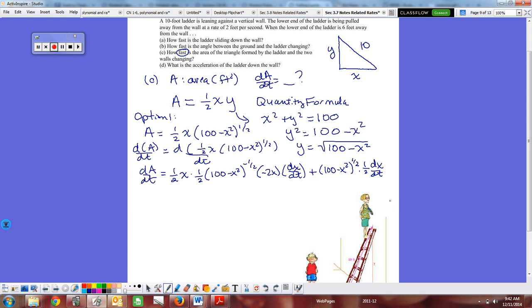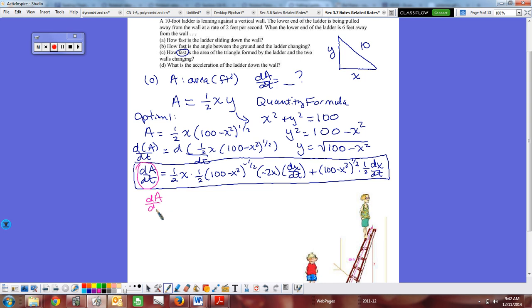And the nice thing about this is I have everything I need. Here's my related rates formula. And then we're just going to plug in everything we know. I'm trying to find dA/dt. Plug in everything we know. dA/dt equals, the x was the when, 6. And I have this 1/2, 100 minus 6 squared to the negative 1/2. Then you have negative 2 times 6, dx/dt.